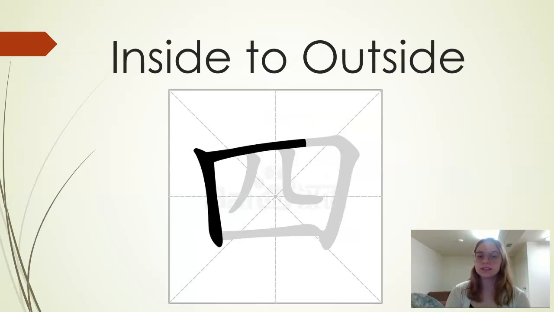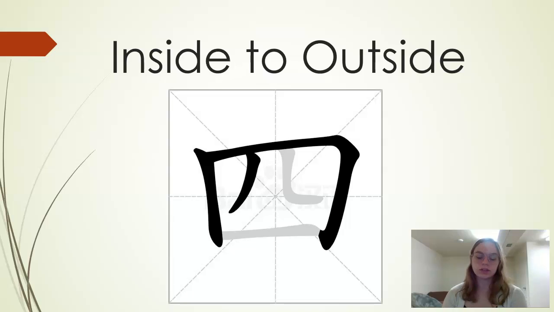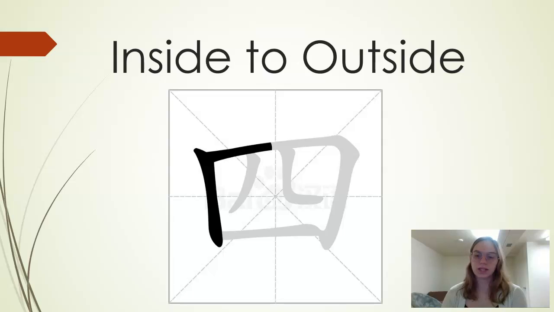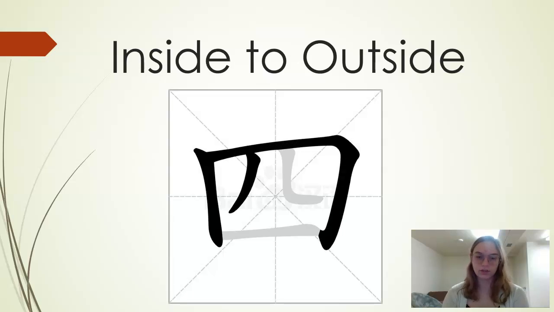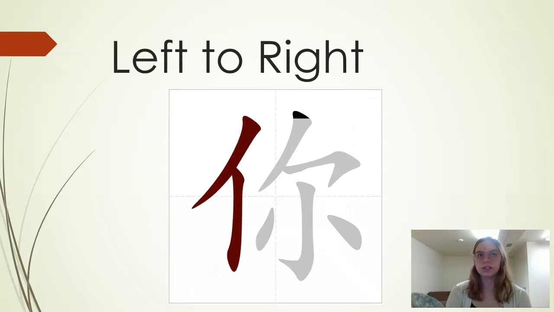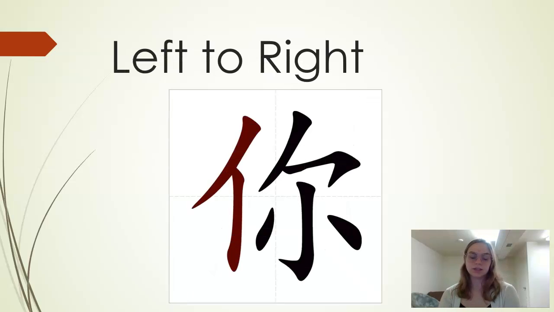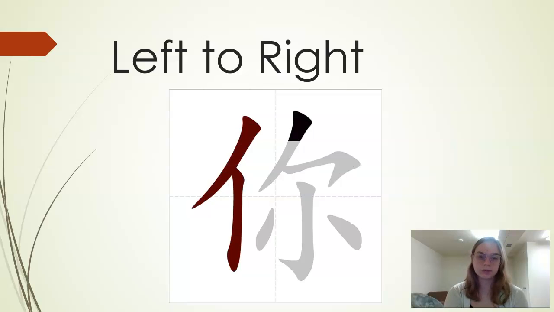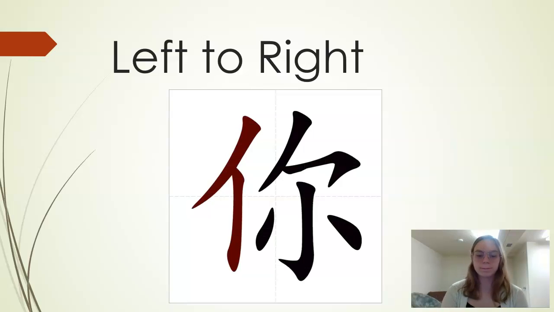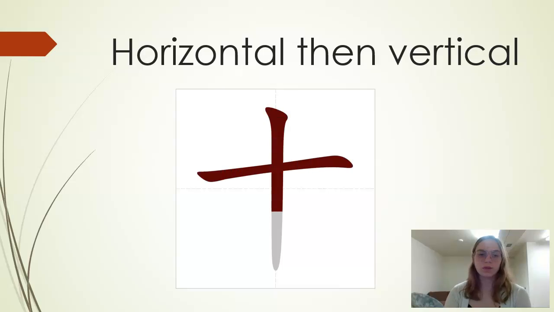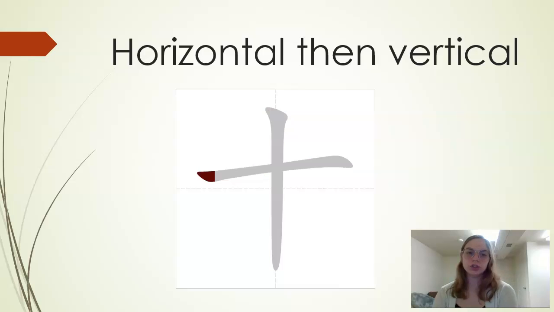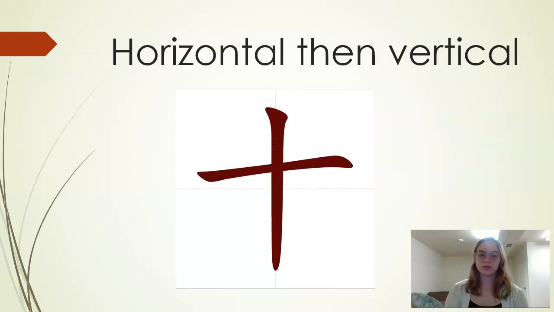The next rule is inside to the outside. So this character starts out with drawing the outside, but it can't finish it until it does the inside of the character. The next rule is left to right. This character, Ni, demonstrates the left to right rule. And then we have horizontal and then vertical, as shown in Shi, the horizontal line and then the vertical line.